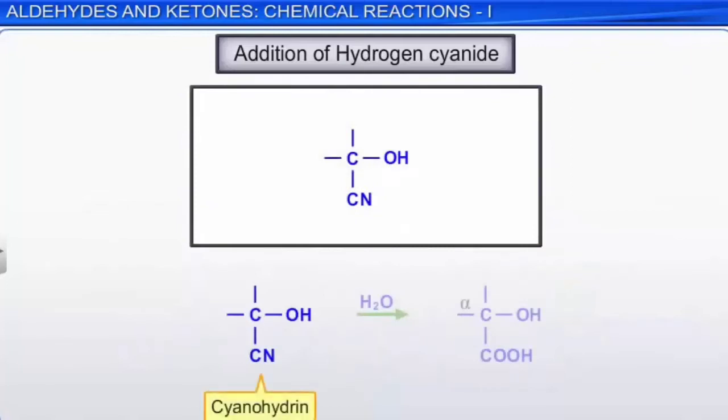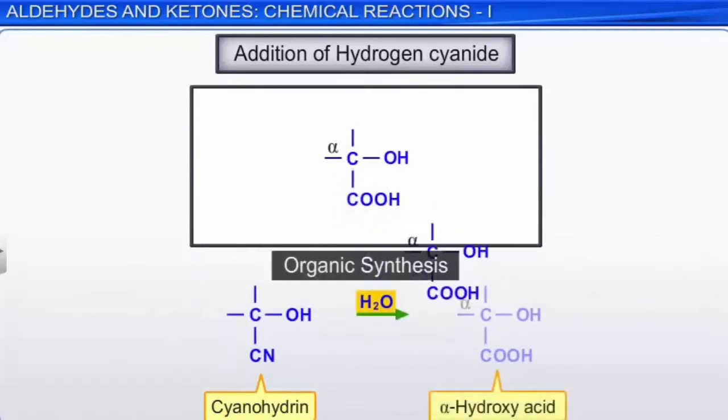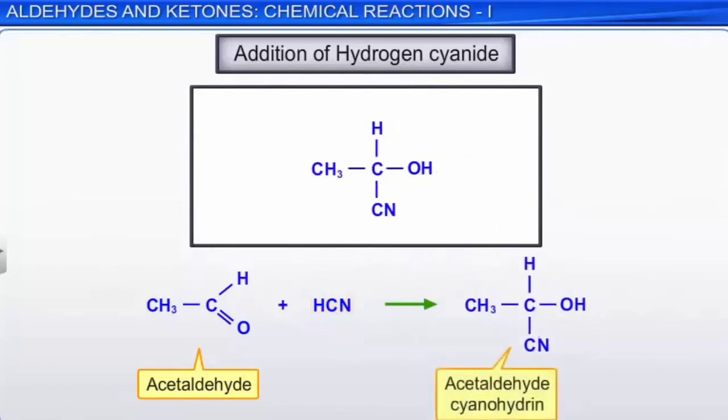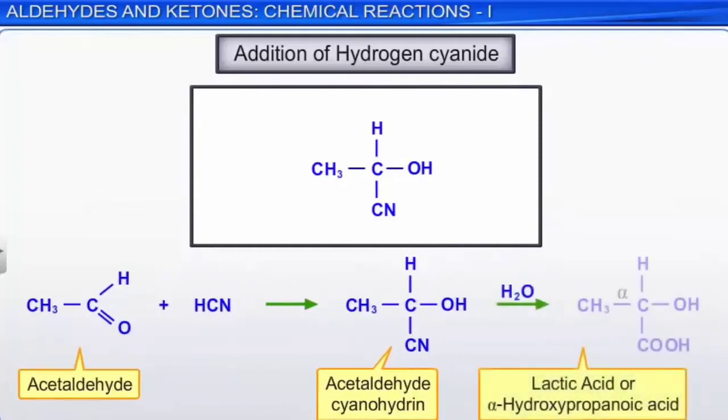Cyanohydrins are useful intermediates in organic synthesis. They undergo hydrolysis to yield alpha-hydroxy acids or unsaturated acids. For example, the addition of HCN to acetaldehyde yields acetaldehyde cyanohydrin, which, on hydrolysis, yields lactic acid or alpha-hydroxypropanoic acid.